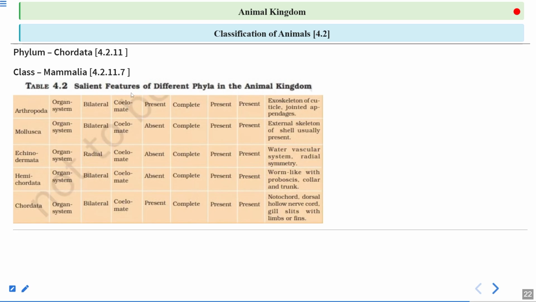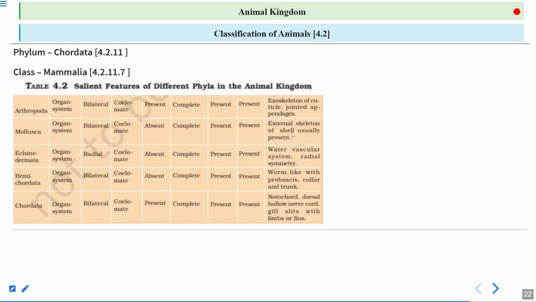If we talk about the coelom, that is the body cavity, Arthropoda is coelomate. All the organisms from Arthropoda to Chordata are coelomate. Digestive system: present, and complete. Now, if we see the distinguishing features, Arthropoda have an exoskeleton of cuticle and jointed appendages.